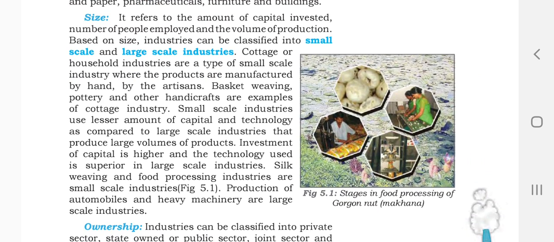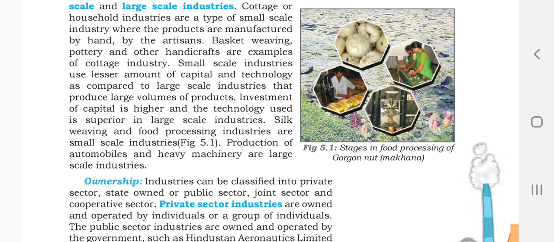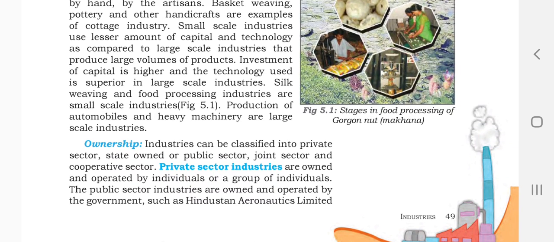So small scale industries use a lesser amount of capital and technology, less money, as compared to large scale industries that produce a large volume of products. The investment of capital is higher and the technology used is superior in large scale industry. So they will be spending more in large scale industries and their technologies will also be very high. Automobiles and heavy machineries are large scale industries, which make cars and other materials with very heavy capital.